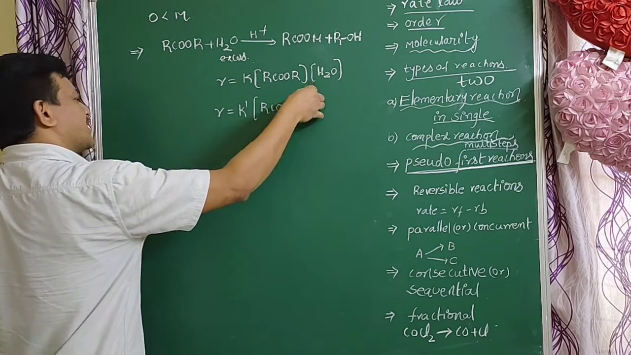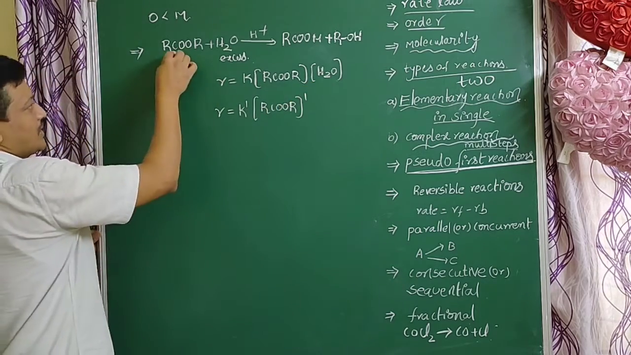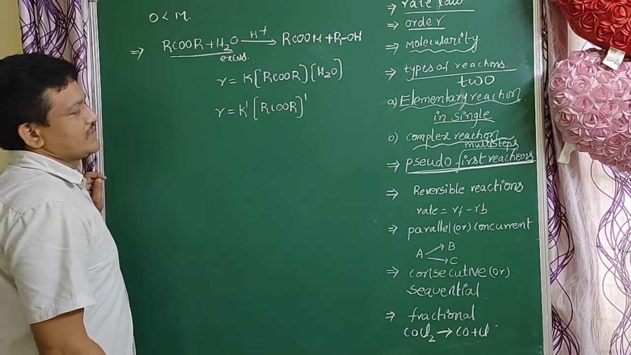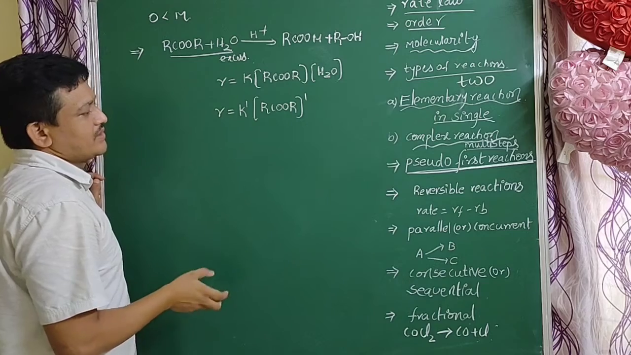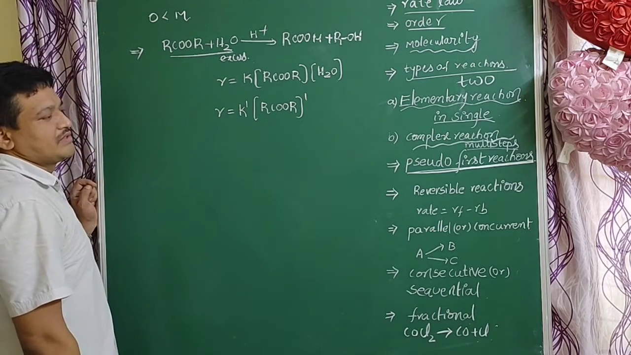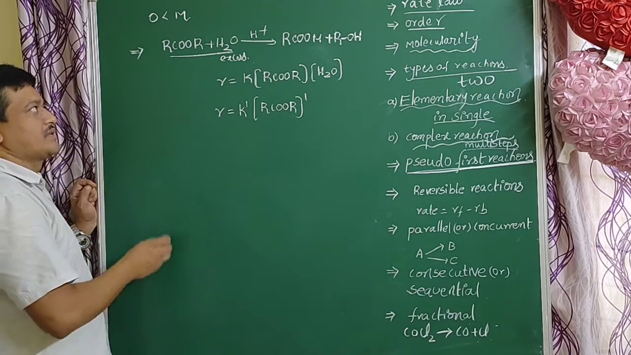So the order of the reaction is 1, but molecularity is 2. That's why this type of reaction is called a pseudo first order reaction. This reaction is called a pseudo first order reaction.